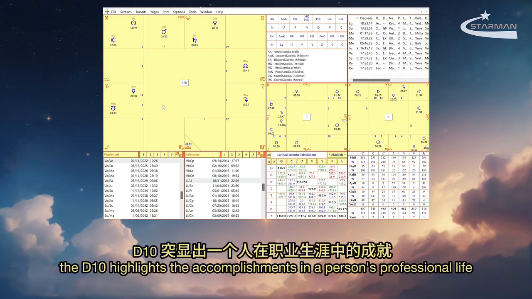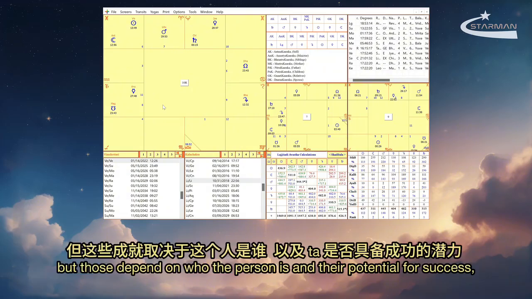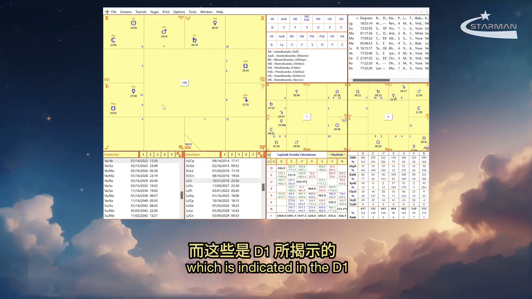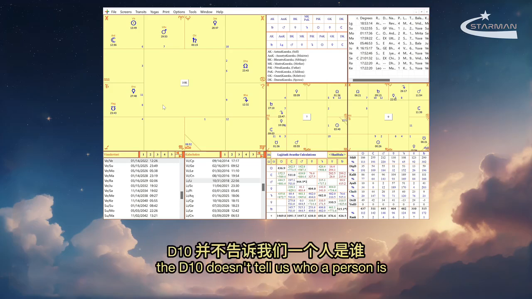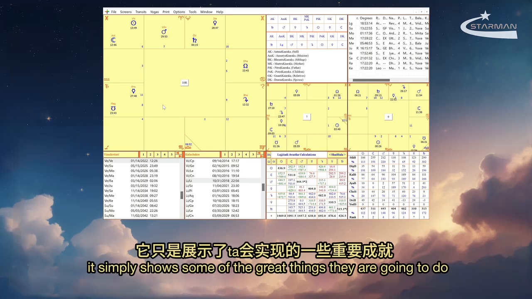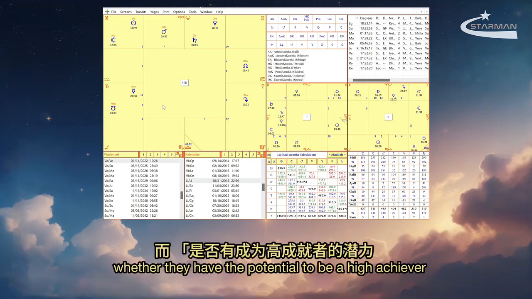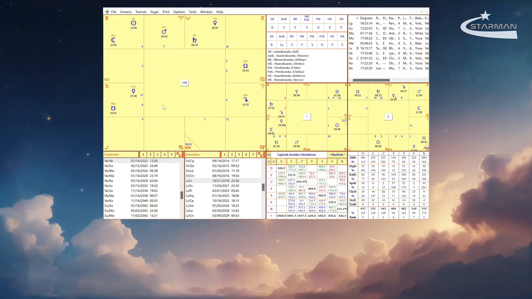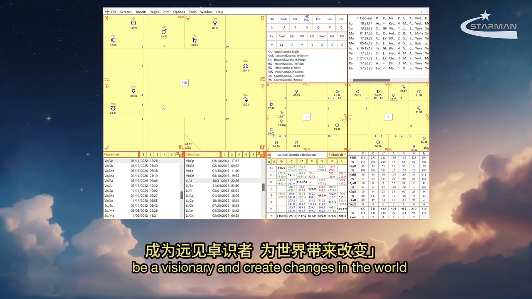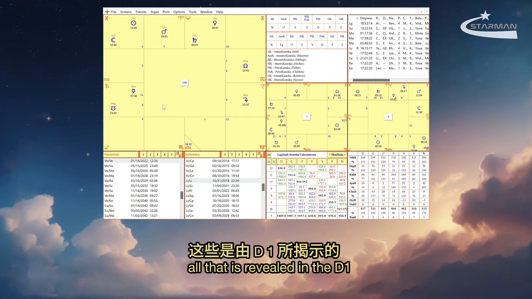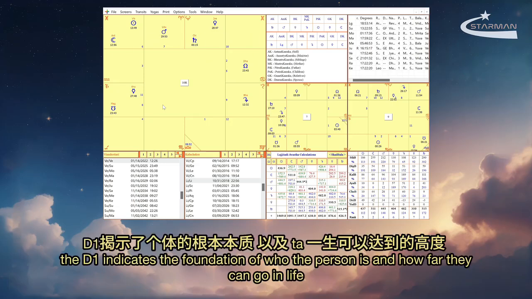The D10 highlights the accomplishments in a person's professional life, but those depend on who the person is and their potential for success, which is indicated in the D1. The D10 doesn't tell us who a person is, it simply shows some of the great things they're going to do. Whether they have the potential to be a high achiever, be famous, be wealthy, be a visionary and create changes in the world, all that is revealed in the D1. Right? The D1 indicates the foundation of who the person is and how far they can go in life.